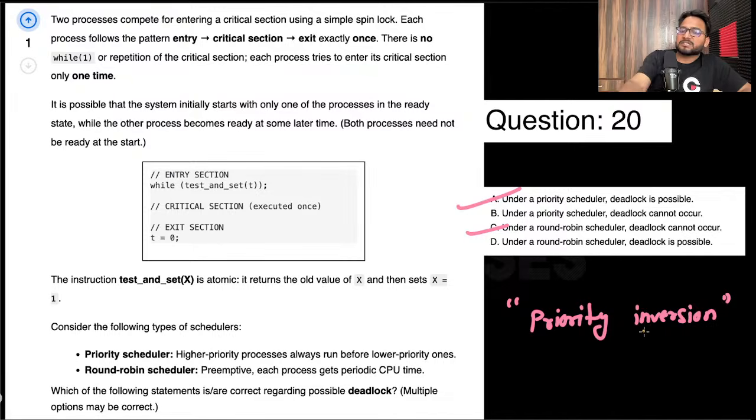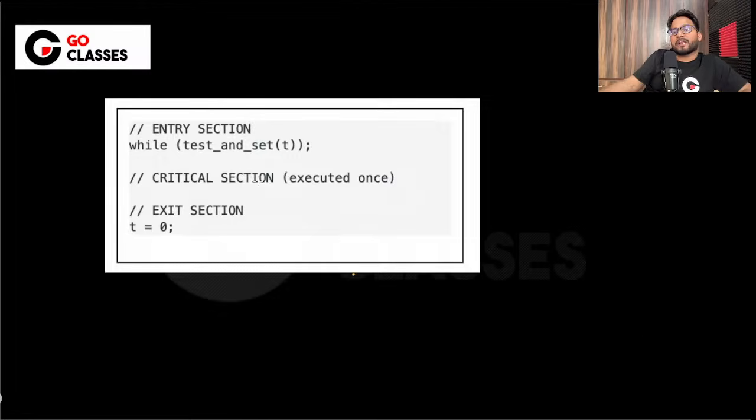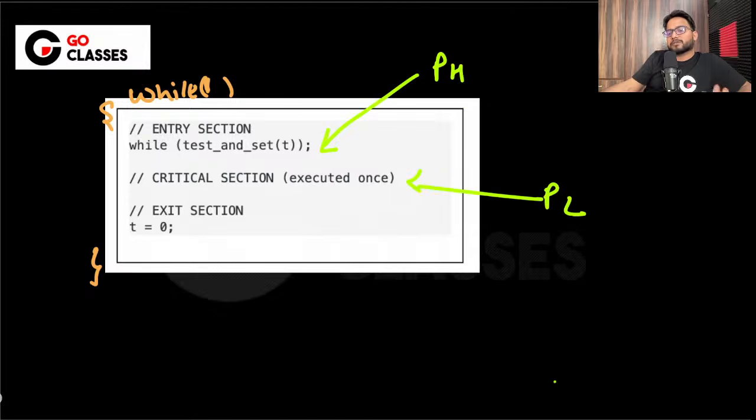Okay, so let's consider a variation of this question where you have while one also. In that case, what will happen? See, in case of the priority scheduler, nothing will change. I mean, PH will get stuck and PL is here. So in case of the priority scheduler, nothing will change. But let's take the round robin scheduler. In round robin scheduler, will anything change?